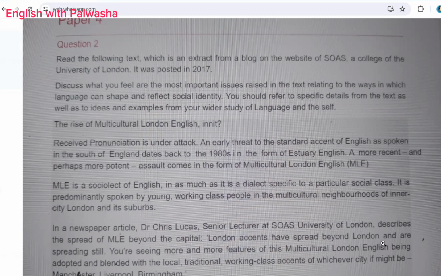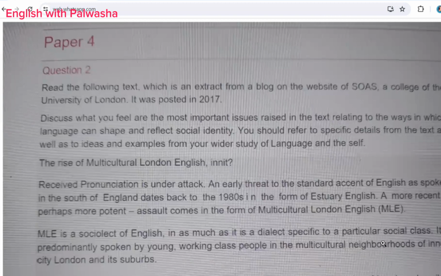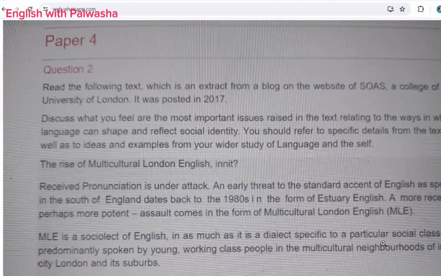So you know that in this question, the most important key point is to talk about the most important issues raised. Then we have to continuously relate how language can shape and reflect social identity. In this, the command word is discuss. Sometimes the command word is analyze. Sometimes they change the command words. So we need to see the command words, and then we have to work accordingly. So this time it is basically discuss.